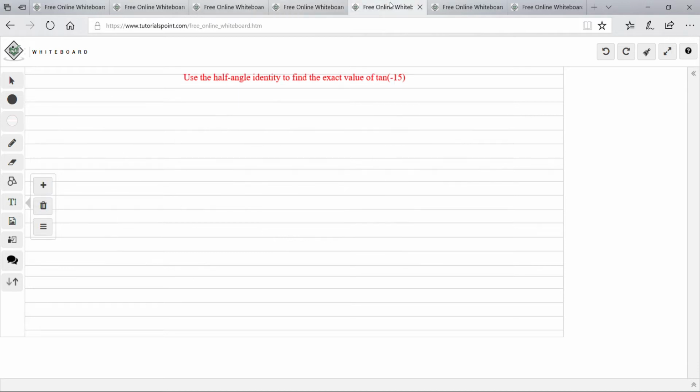Okay, this one says, use the half angle identity to find the exact value of tangent of negative 15. So note, I will use x equals negative 30, because negative 30 over 2 equals negative 15.